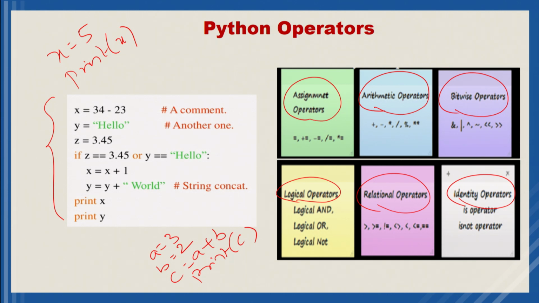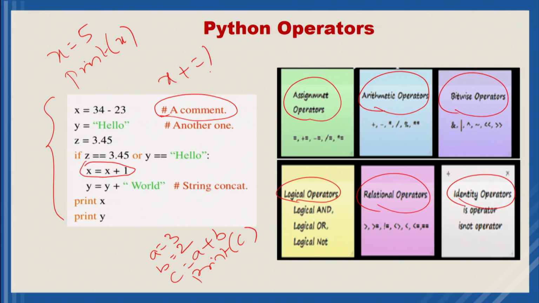Similarly, instead of a plus b, you can give a minus b, or a multiplied by b, or a divided by b. So, these are the applications with respect to the operators. Now, see here, there is a special type of operator mentioned over here called the hash symbol. The hash symbol is used to mention a comment in the Python programming language.